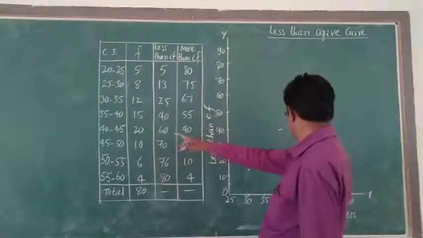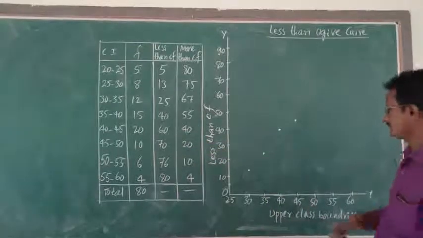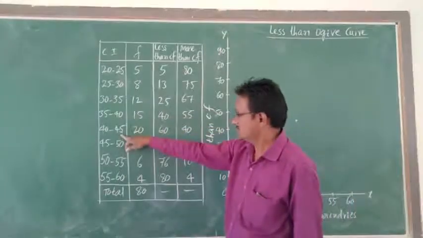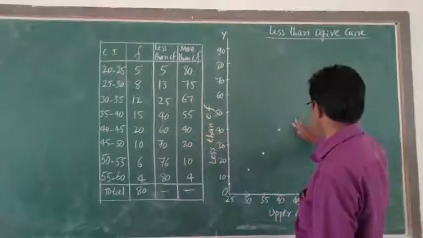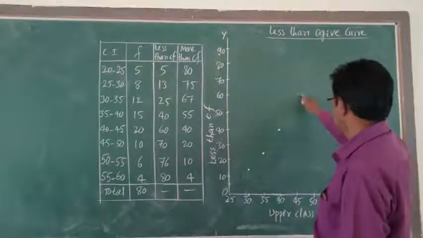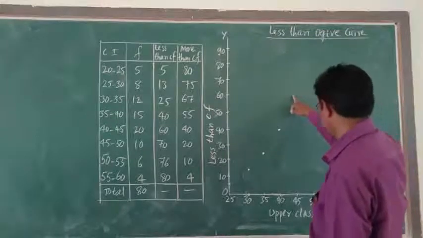Next, 60 workers. Sorry, 40. Next, less than 45, there are 60 workers. Sorry, we have to mark 60 cumulative frequency for less than 45.